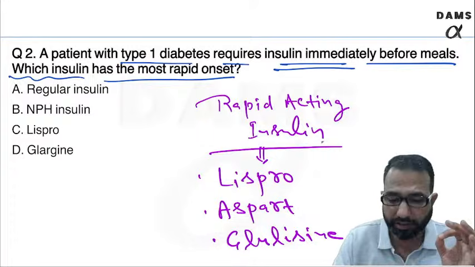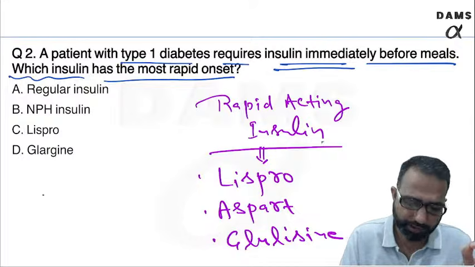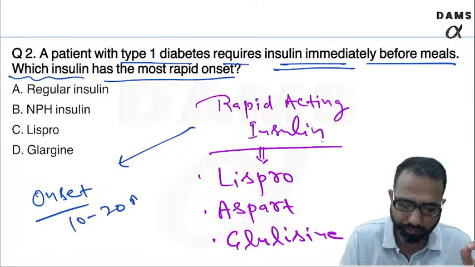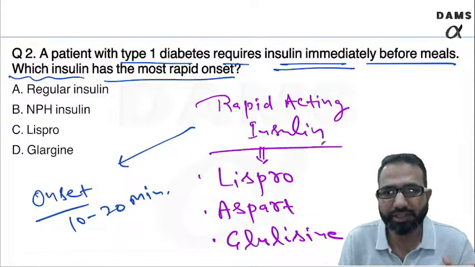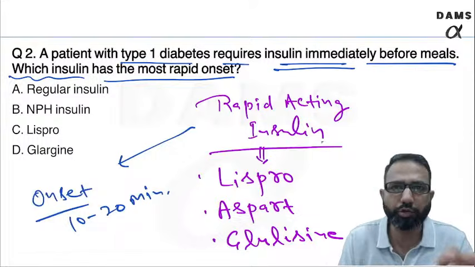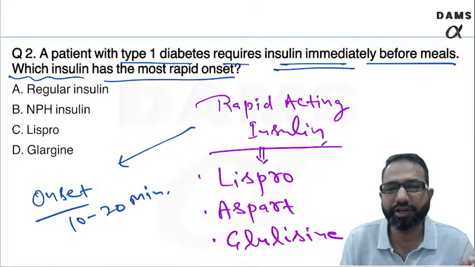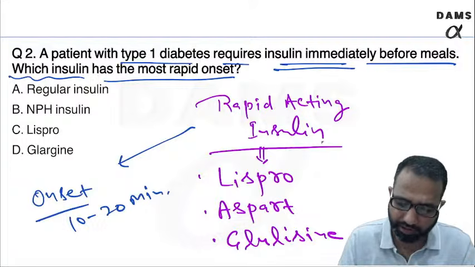So these drugs have to be given 15 minutes before meal, because the onset of these rapid acting insulins is very fast. Within 10 to 20 minutes you will see the onset occurs, and the effect is maximum for 3-4 hours. That's why they are mainly for controlling the postprandial hyperglycemia. So what are the three insulins? These are lispro, aspart and glulisine. Remember the LAG.